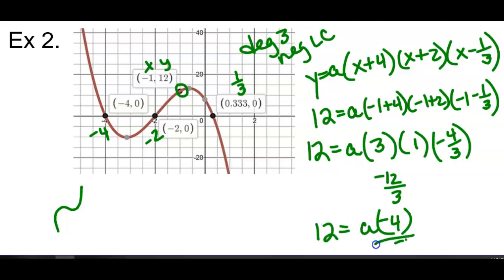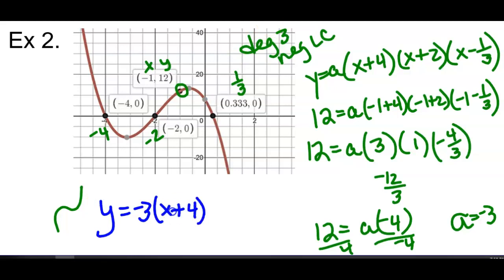If you divide, we got a is negative 3. That's sweet. So our final answer is y equals negative 3 times the quantity x plus 4, x plus 2, and x minus 1/3.